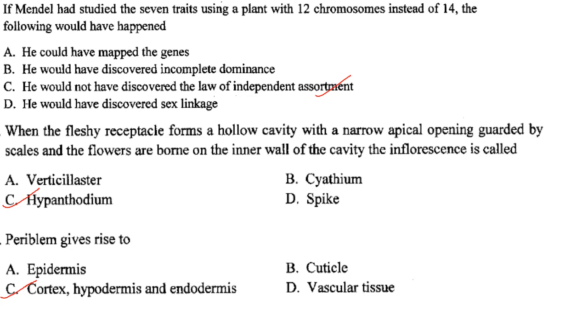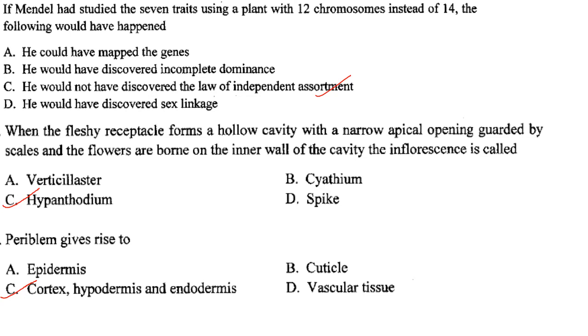Then periblem. Periblem gives rise to, okay, before that. Histogen theory of Hanstein states that the shoot apical meristem consists of 3 distinct zones, that is dermatogen, periblem and plerome. So dermatogen is the external layer which forms the outer covering of all organs of the plant and gives rise to epidermis. Then periblem is the middle layer, it gives rise to cortex and endodermis. Then plerome is the central layer, which forms pith and primary vascular bundle.